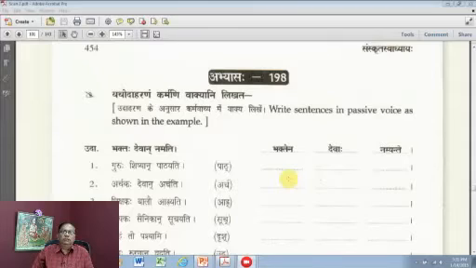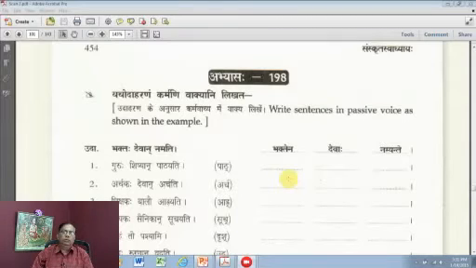Only thing is, in passive construction the object is highlighted, whereas in the active the subject is dominant. Subject in the active becomes secondary in Karmani Prayoga. That is why it is called Karmani Prayoga. Karma picks up the importance. Karma becomes subject, as we know already. So here, Bhaktena devah namyante. Gods are worshipped by the devotee.